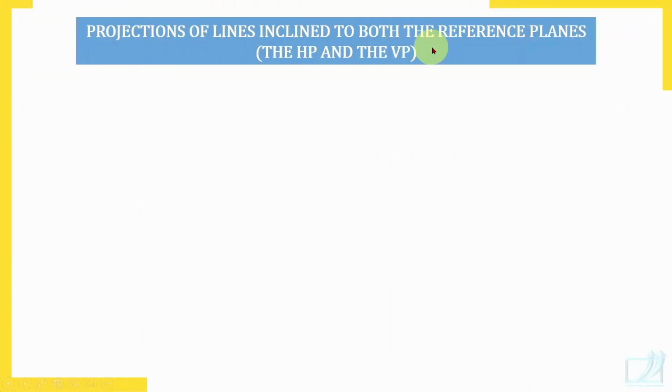Hello. In the last video we studied problems on projections of lines inclined to only one reference plane. In this video we'll study how we can solve problems on projections of lines which are inclined to both the reference planes, both HP and VP. Projections of lines inclined to both the reference planes, the HP and the VP.